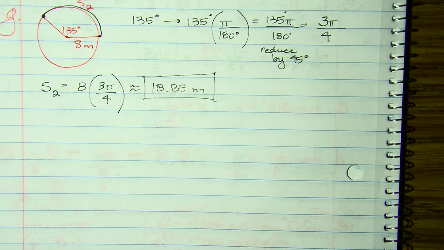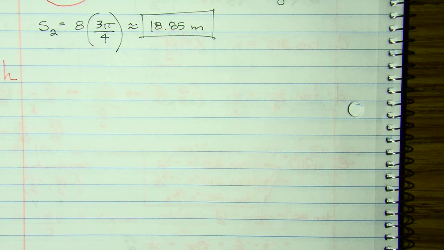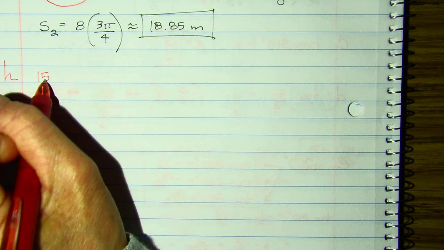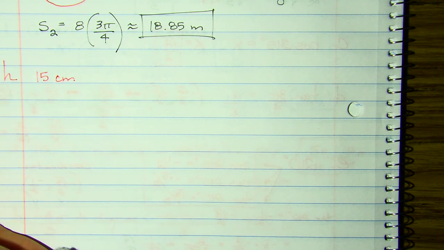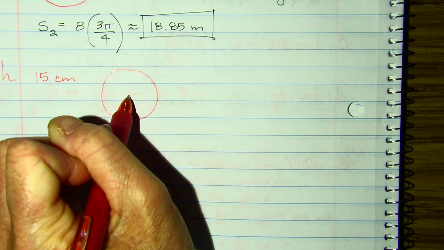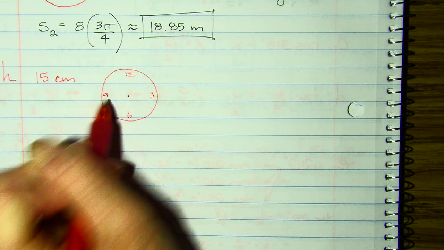All right, last, it's talking about a clock. It says the minute hand of a certain clock is 15 centimeters long. How far does the tip of the minute hand travel in 25 minutes? Okay, so let's picture a clock. Here's 12, 3, 6, 9.